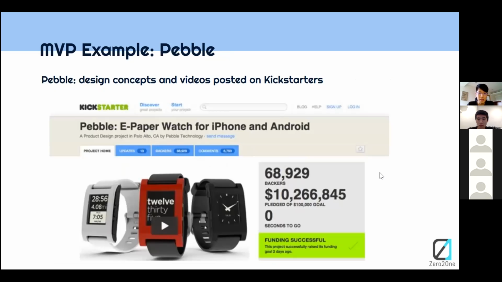And the other good example is Pebble. How many of you have heard of Pebble before? They're a very famous startup. Yeah, some of you have seen it. So Pebble basically designed the product. They hadn't even made a working product yet. It was only a concept, and also just videos. The watch they were wearing was basically, I think, just 3D printed or something, and the stuff on the screen wasn't really working.